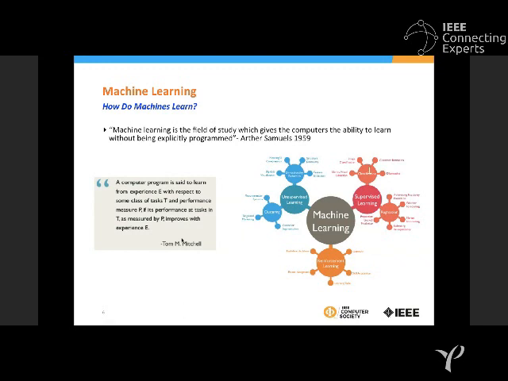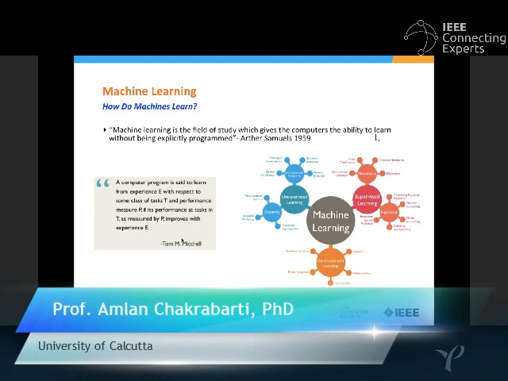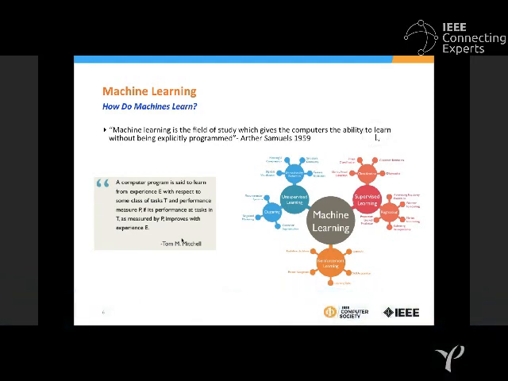And all of us know that machine learning is a fantastic way by which we make our computers intelligent without explicit programming, right? This particular definition of machine learning was coined by Arthur Samuel, who is considered the father of machine learning.